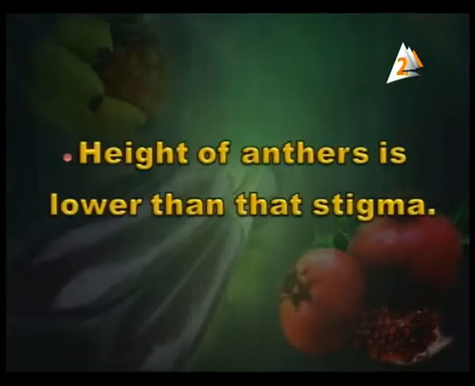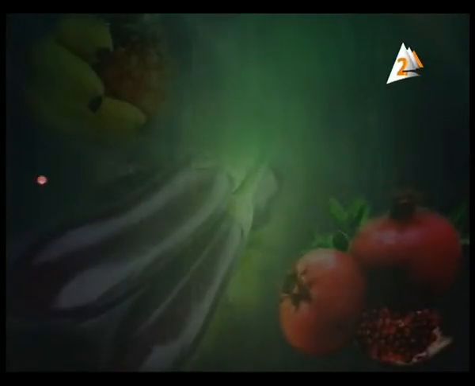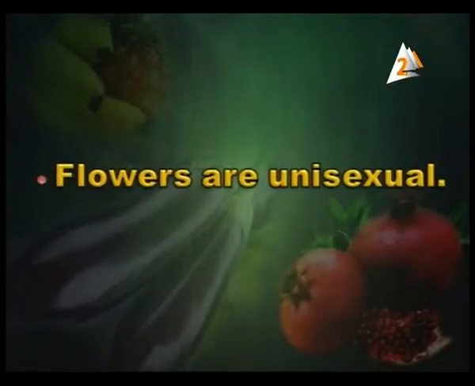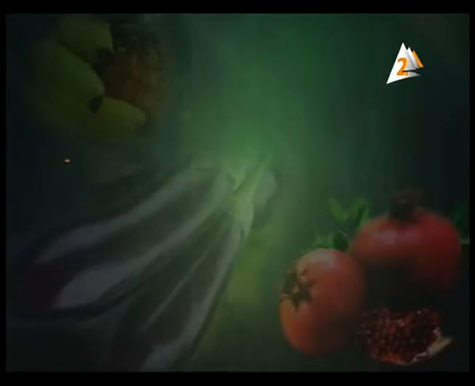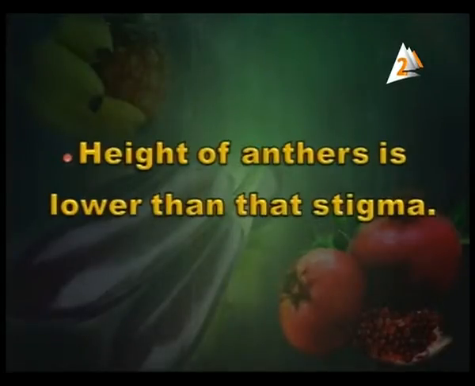So, another time, the main factors of cross-pollination: the first one is that the flowers are unisexual. The second factor, the sex organ of one sex becomes mature before those of the other one. The height of the anther is lower than that of the stigma.